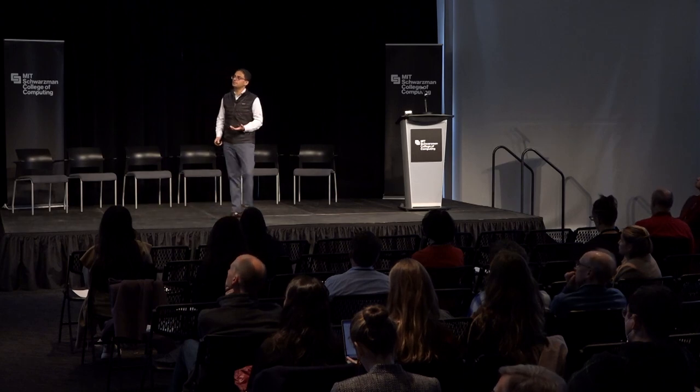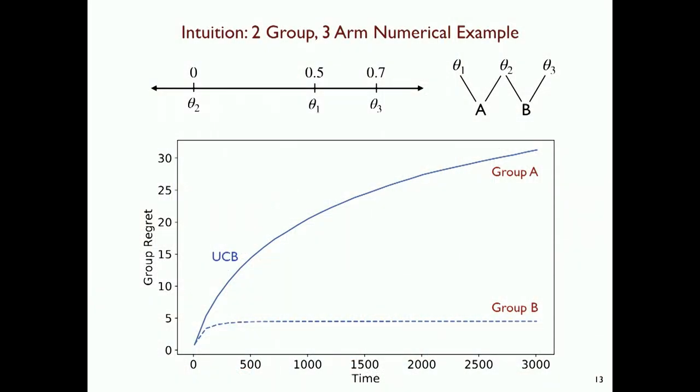Now, what is the intuition for this? The intuition is actually really simple and very cute. Imagine for a quick second you had two groups, A and B, and three treatments. The treatments are theta 2, theta 1, and theta 3. Group A only has access to theta 2 and theta 1. Group B has access to theta 2 and theta 3. Let's say furthermore that we know what theta 1 and theta 3 are with certainty.